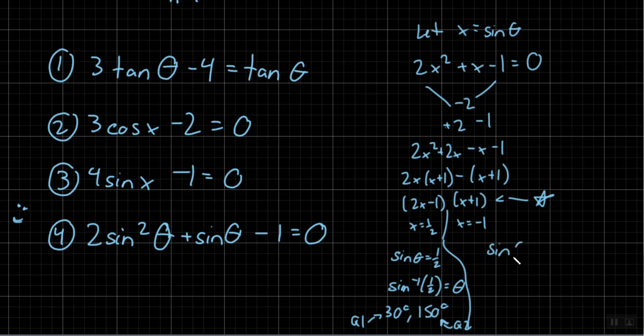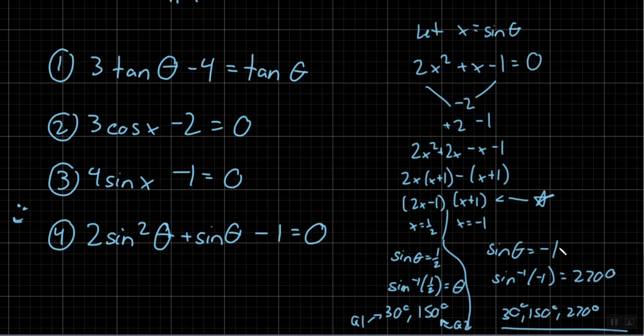Wait, sine of theta equals -1. So inverse of sine of theta. Where is sine theta -1? 270 degrees. So those should have been our three answers: 30 degrees, 150 degrees, and 270 degrees. You need all the answers right there, because I said it equal to -1.